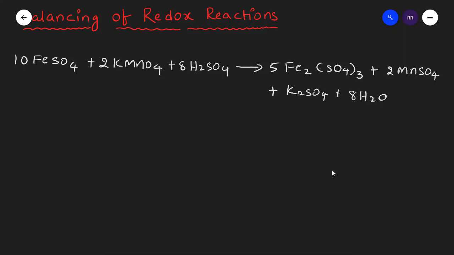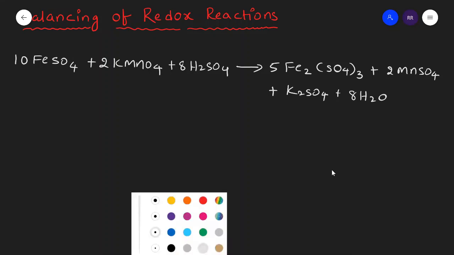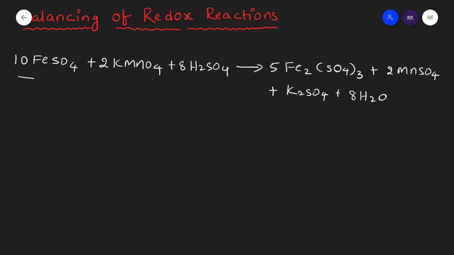So this is a formula unit equation, and here we go, how to convert this formula unit equation into an ionic equation. For that, I will teach step by step. Listen carefully. The first step, let me consider the left-hand side, that is the reactant side. Here we have 10 moles of FeSO4 and 2 moles of KMnO4 and 8 moles of H2SO4.